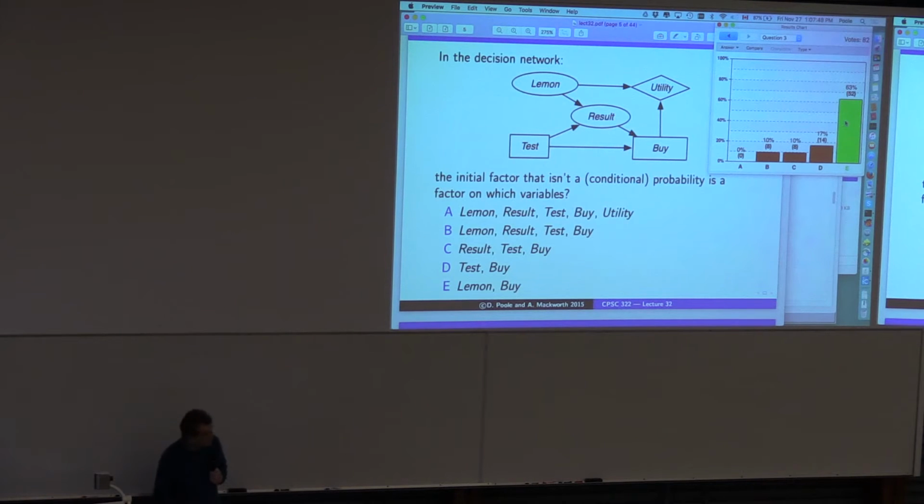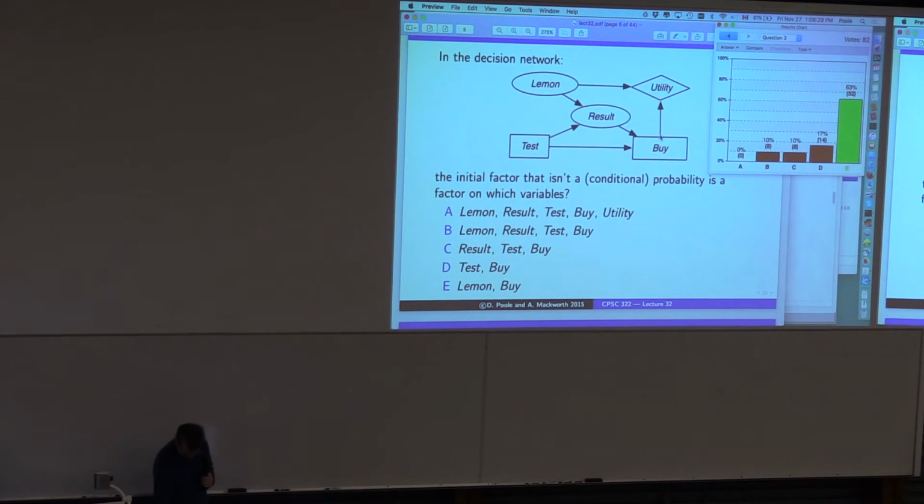It's only 50. There's still a number of people getting this wrong. So D, it's not a function of test. There isn't a factor on test and buy. There is a function of the utility, and that's the remaining one, right? There's a factor for every conditional probability table and a factor for the utility. What was C? There's none for test and buy. There's one for the utility which depends on the lemon and the buy. Okay, are there any questions about this?